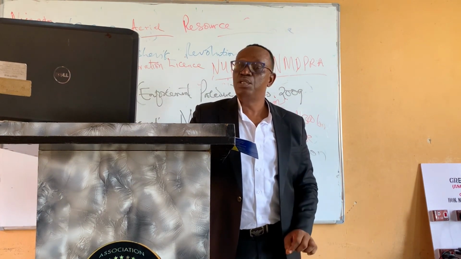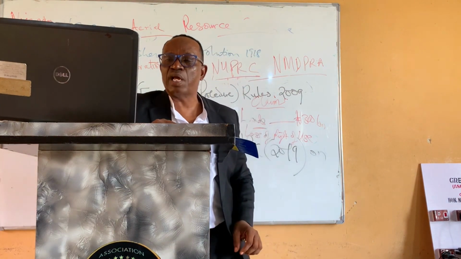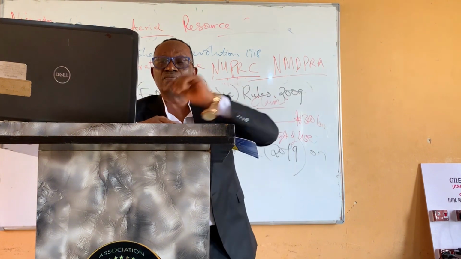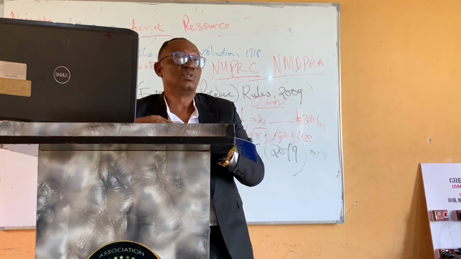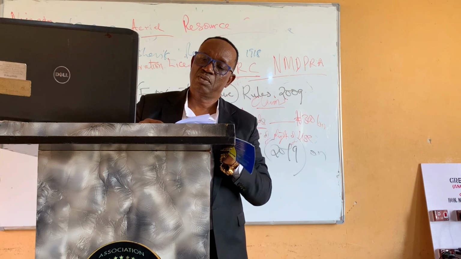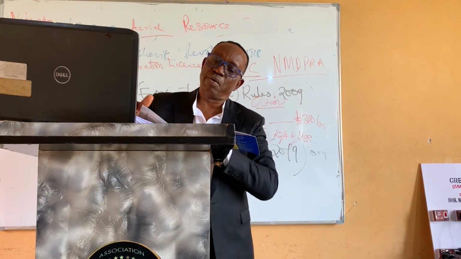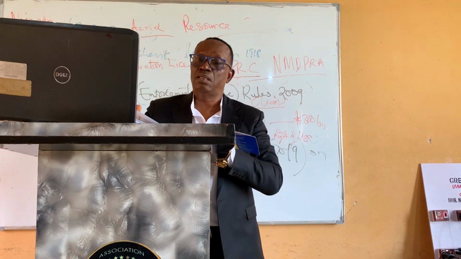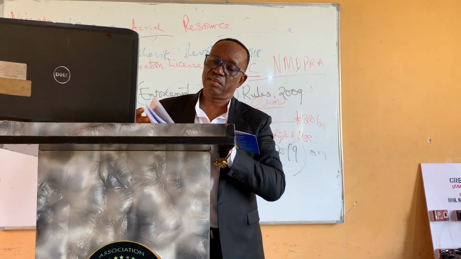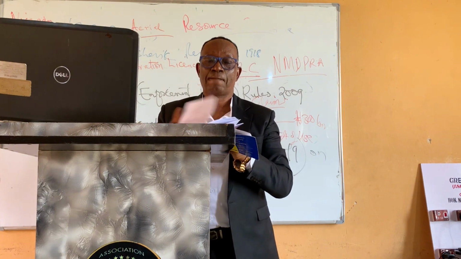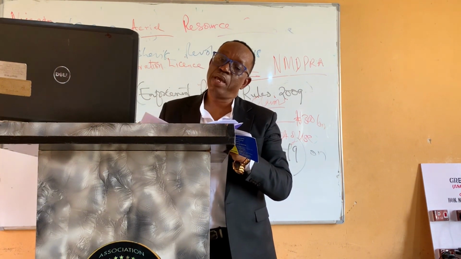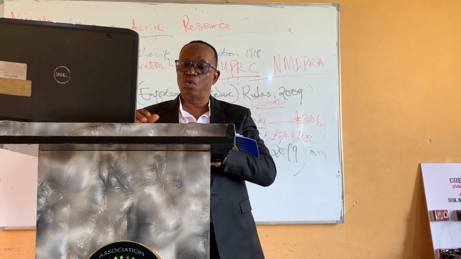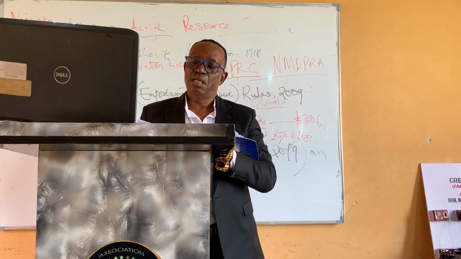A nullity. So in the case of Raji Ashade against Governor of Lagos State, 2024, 4 Nigerian Public Law Report, part 1928, at page 257. At page 257, I'll just tell you what the court said about jurisdiction.